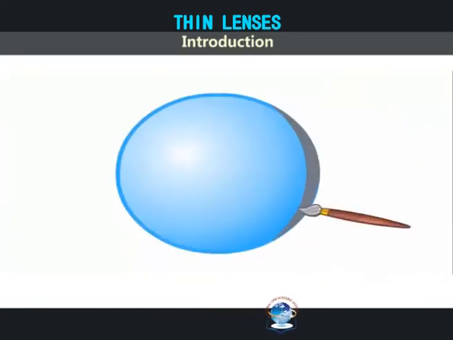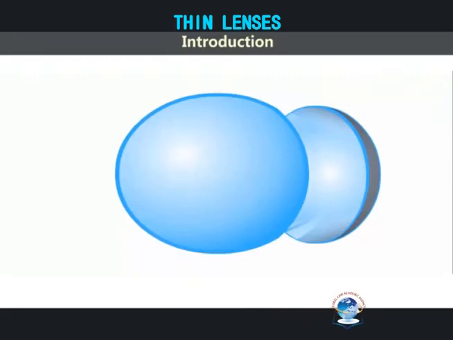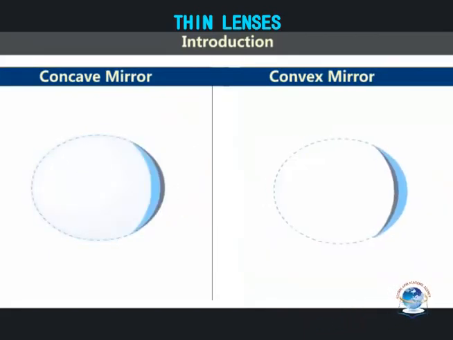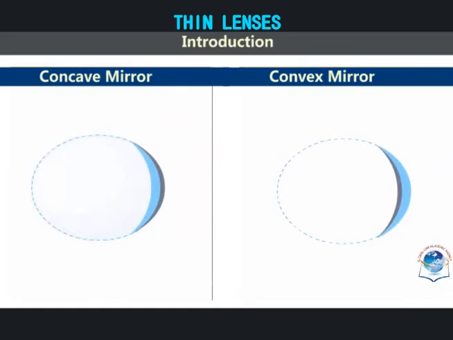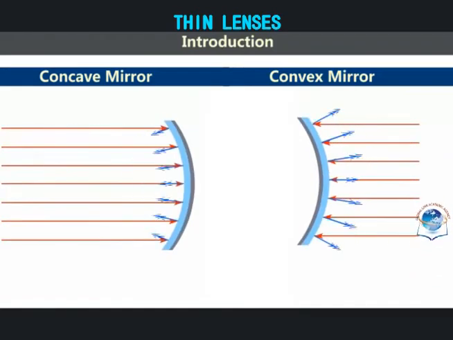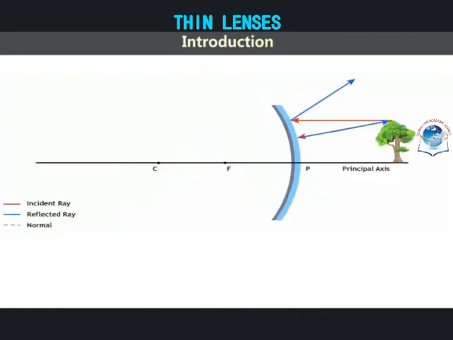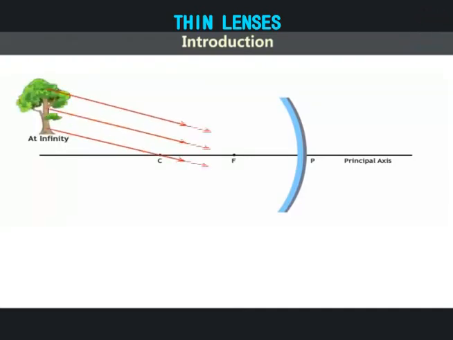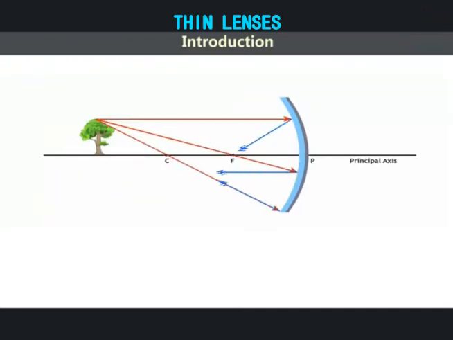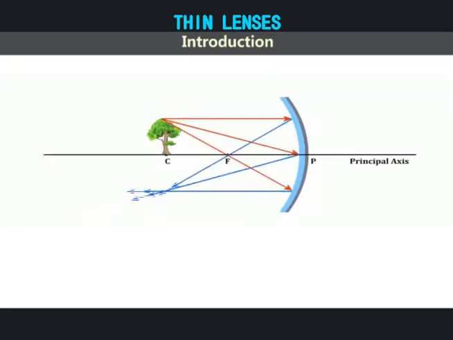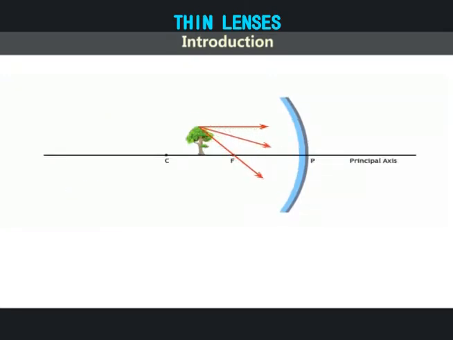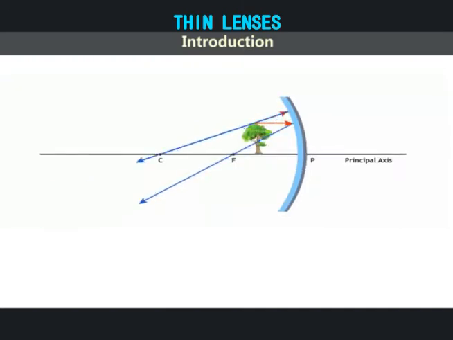Then in Form 2, we talked about reflection on curved mirrors, both concave and convex. And here, light rays either converge or diverge after reflection. And we saw the nature of images formed on these mirrors depends on the type of mirrors, whether concave or convex, as well as the position of the object, whether at infinity, beyond C, at C, between C and F, at F, or between F and P.